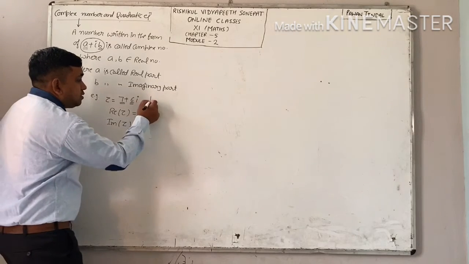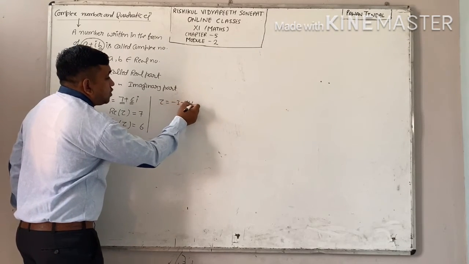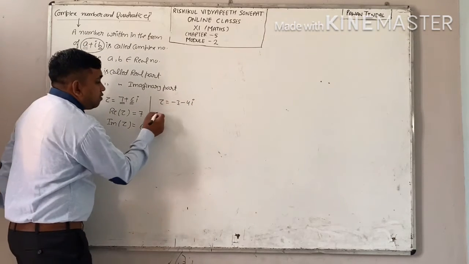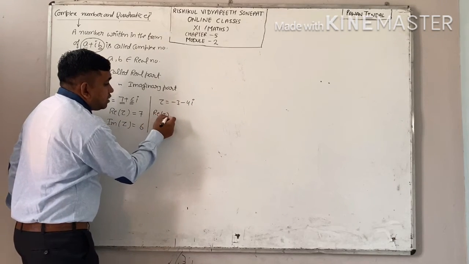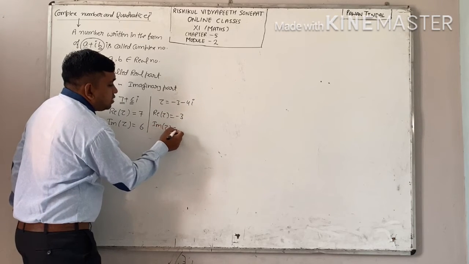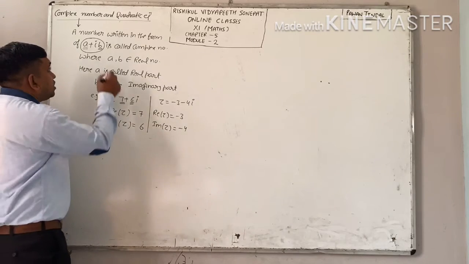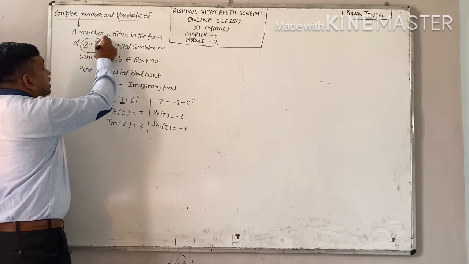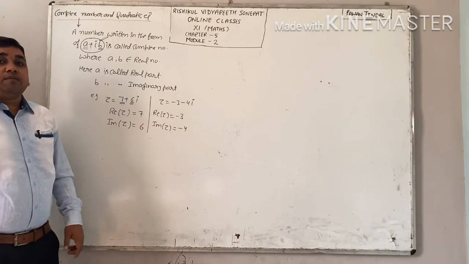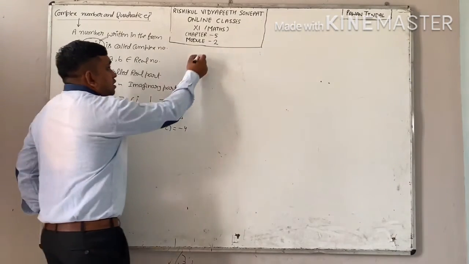See another example. Z equal to minus 3 minus 4 iota. I want to find out real and imaginary part here. Now, what is real part? That is your minus 3. Imaginary part, that is your minus 4. But condition is that your number should be in the form of a plus iota b. If your complex number is not in the form of a plus iota b, first of all you will convert into this form.